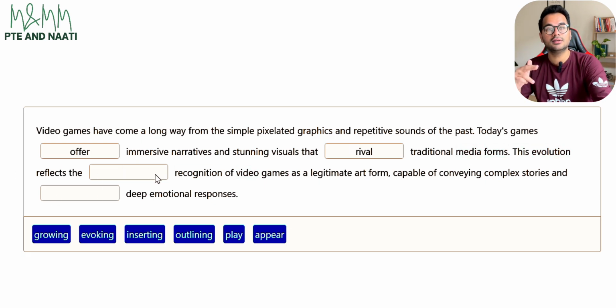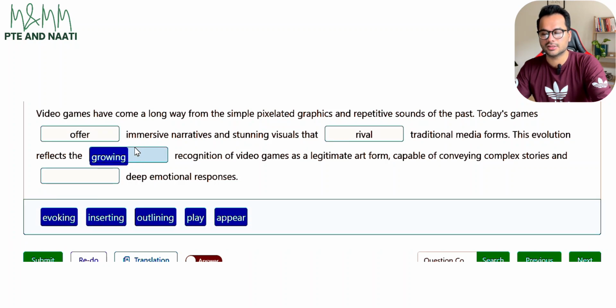This evolution, as in evolving, reflects what? The growing recognition of video games. So that word is definitely making sense. But let's look at the other options. This evolution reflects the evoking recognition. Evoking means coming to mind, basically, which doesn't make any sense over here. Inserting recognition doesn't make any sense. Outlining recognition of video games, again, doesn't make any sense. Reflects the play recognition. I hope it's making sense to you that it doesn't. Reflects the appear recognition. Appear just doesn't come with anything by itself. It needs to be something with that. So growing is the correct answer over here.